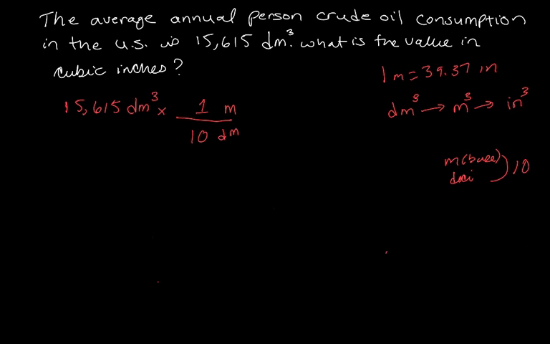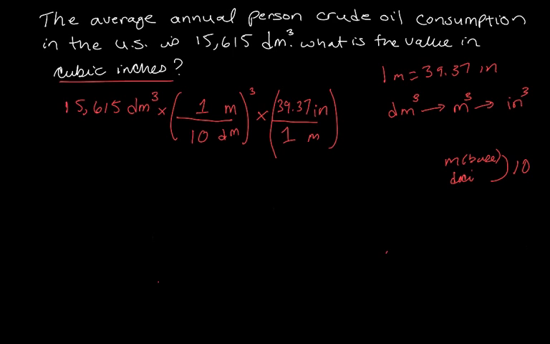So we can't cancel out our values because we have cubic decimeters on top and only decimeters on the bottom. So we must cube the whole thing. Now, we're not finished just yet because we need to go to cubic inches. So we need one more conversion factor. And we know that the meters is on the top, so meters is going to go on the bottom, and inches is going to go on the top. And we know for every 1 meter, there's 39.37 inches. But again, we must cube this value in order to cancel out our units.